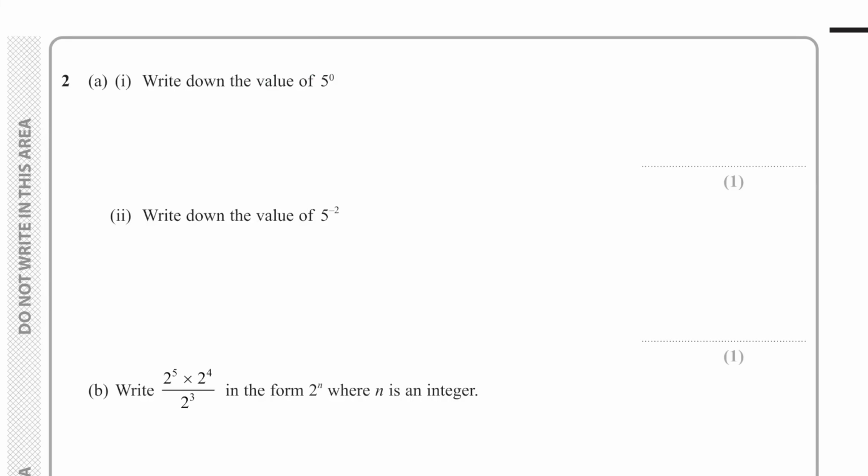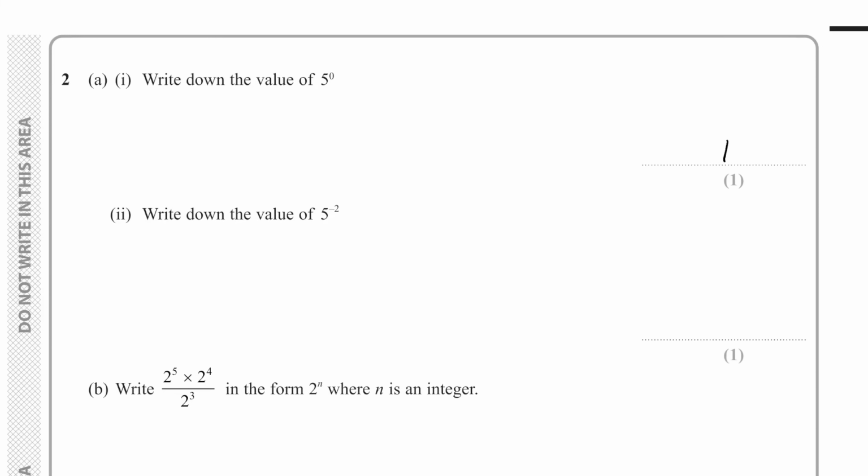Question 2. Write down the value of 5 to the power of 0. Anything to the power of 0 is 1. The second part, write down the value of 5 to the power of negative 2. The power of 2 means square, and the negative flips it over, it's the reciprocal. So 5 squared is 25. So the answer is 1 over 25.